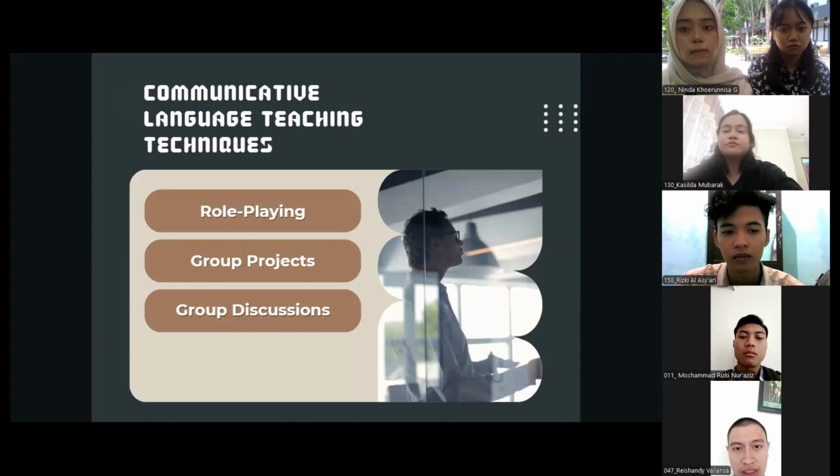And for the last one, there is group discussions. So these are activities like forum group discussions or any other discussion-based activities where students are required to use English to discuss and solve the problem. So not only can this improve their fluency, but this can also increase their active participation in class.